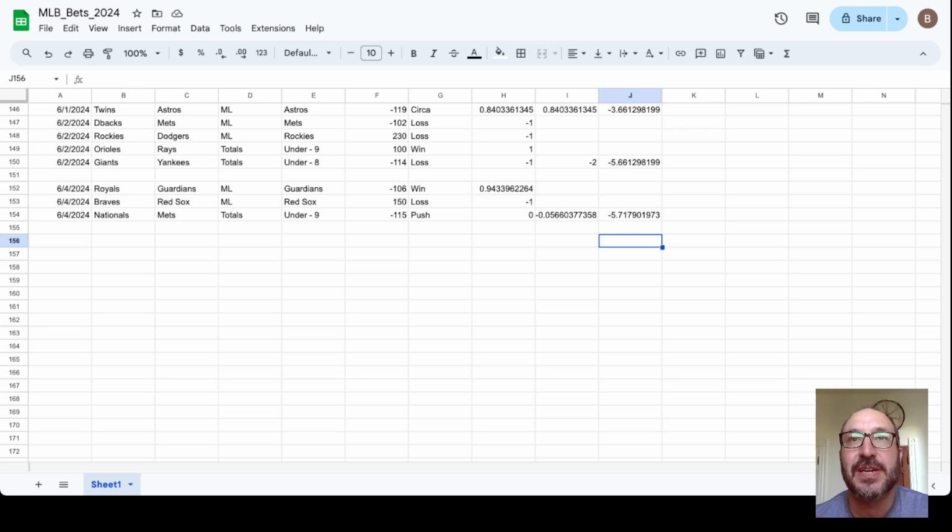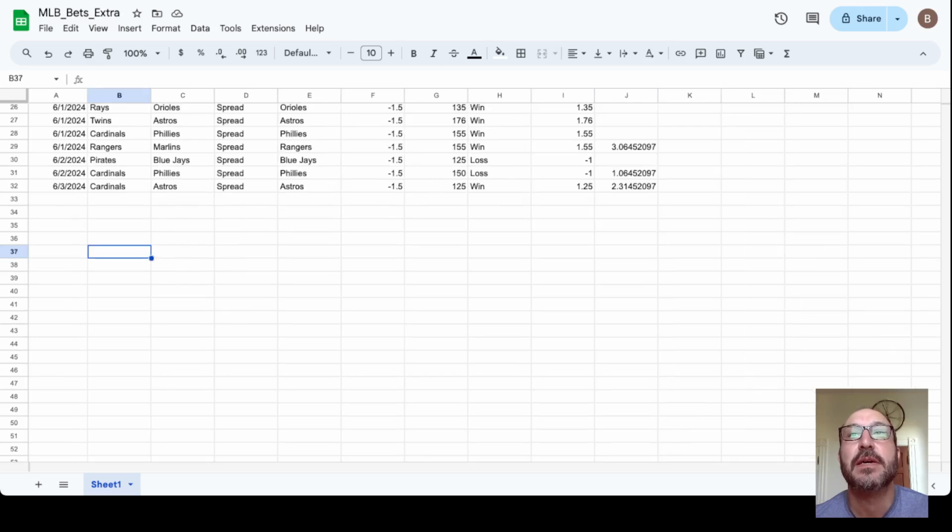So overall, we're down a tiny fraction of a unit, 0.056 units for the day, and down 0.571 units for the season. We did not have any spreads bets yesterday, so we remain up 2.31 units on that model.